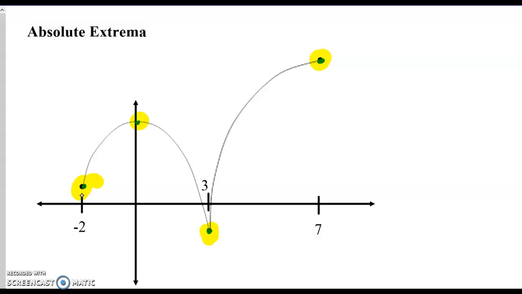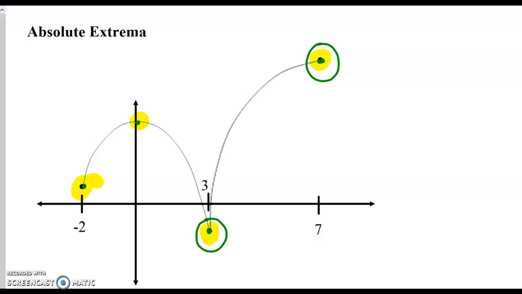So we see endpoints here and here. We see some changes, a critical number here and here. And the absolute or global maximum would be here. This is the maximum. We see another critical number here, but this one is higher, right? And with the minimum, global minimum here. These are highlighted in your notes.